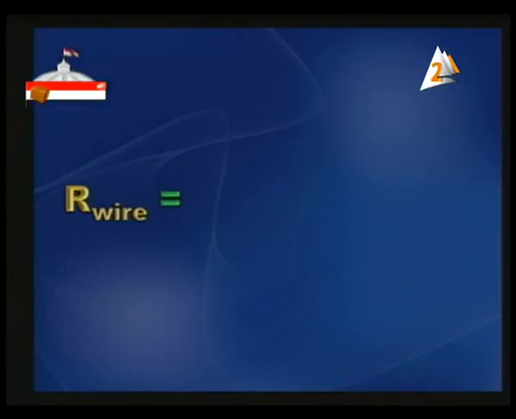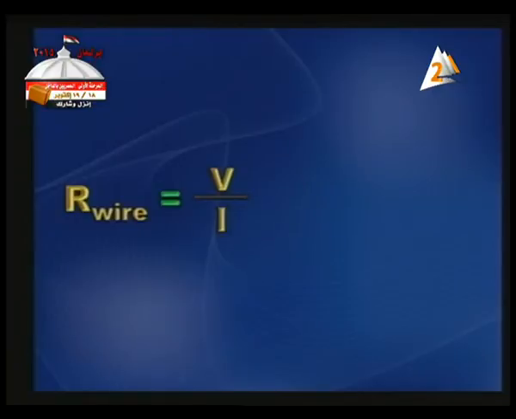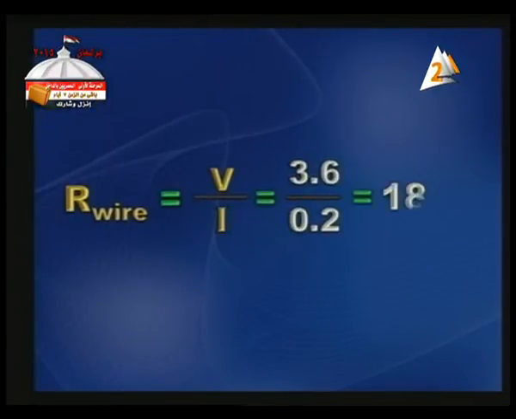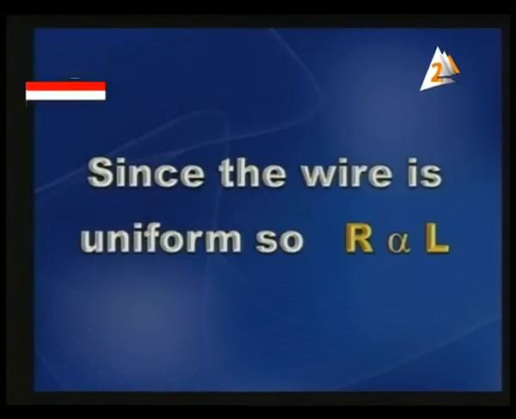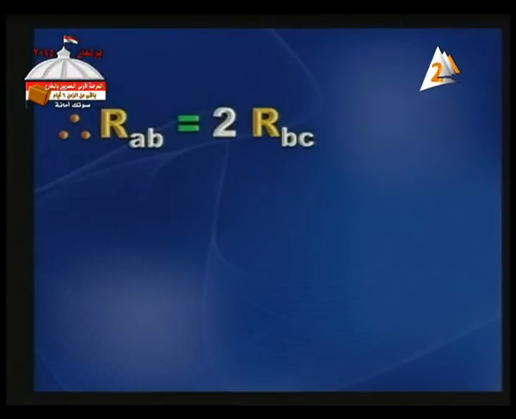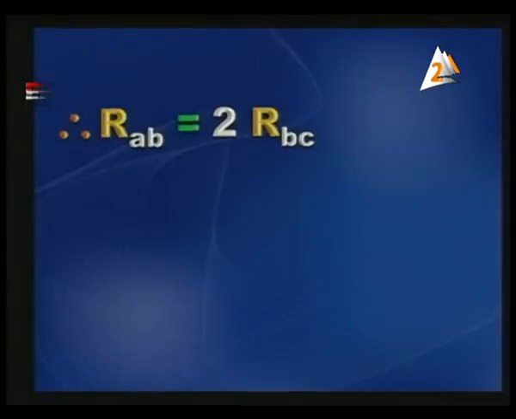First of all, we need to calculate the resistance of the wire. Potential over current: it is 3.6 over 0.2, which is 18 ohm. The wire is uniform, so resistance is proportional to its length. So resistance of AB equals twice the resistance of the portion BC, because the length of AB is twice that of BC, as mentioned in the problem.